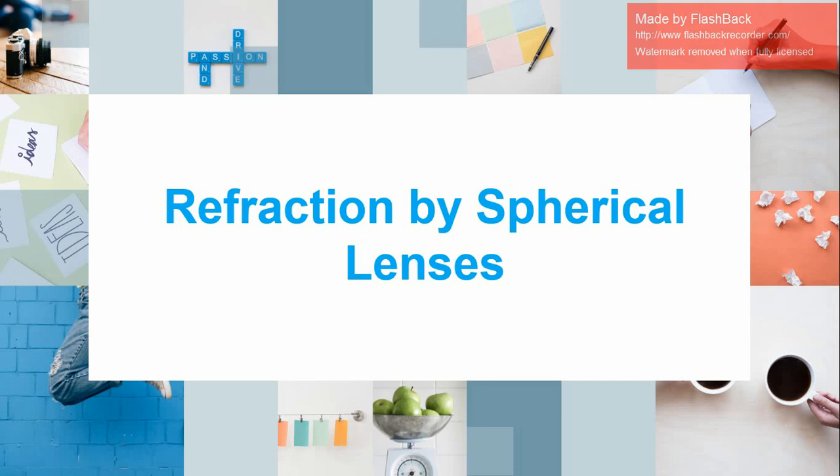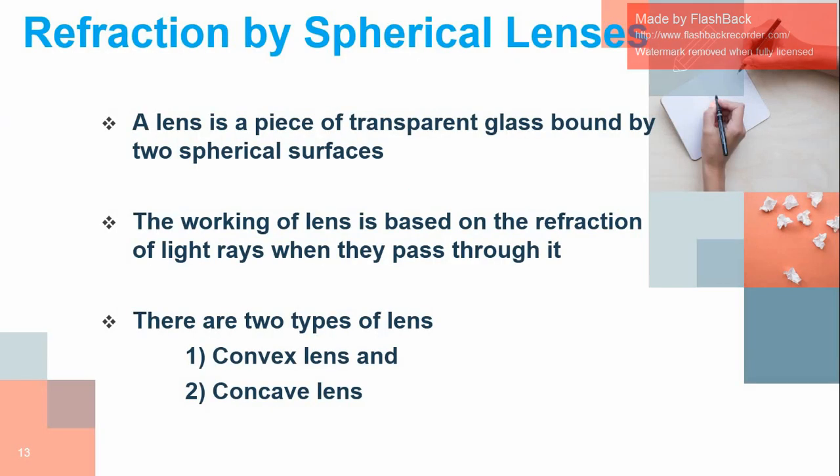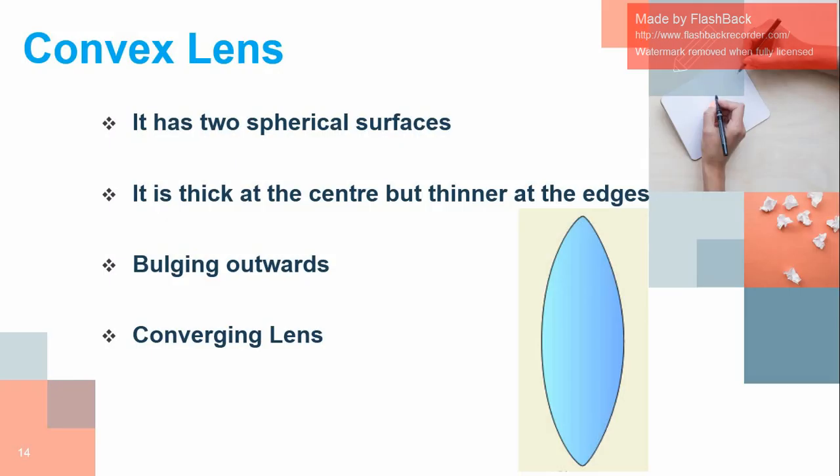Next we discuss refraction by spherical lenses. So what is a lens? A lens is a piece of transparent glass bound by two spherical surfaces. The working of a lens is based on the refraction of light when it passes through it. There are two types of spherical lenses: one is a convex lens and another is a concave lens. We discuss them one by one.